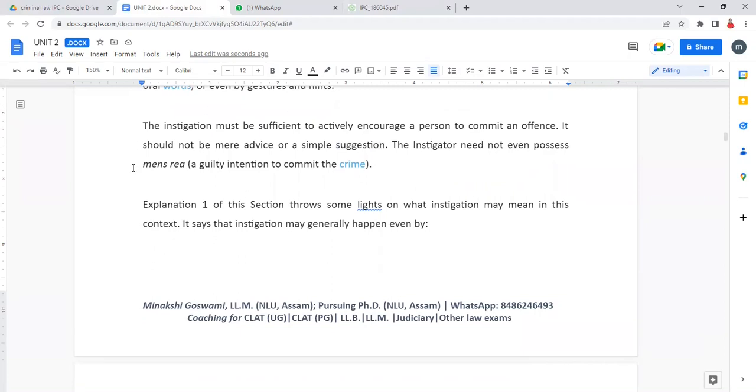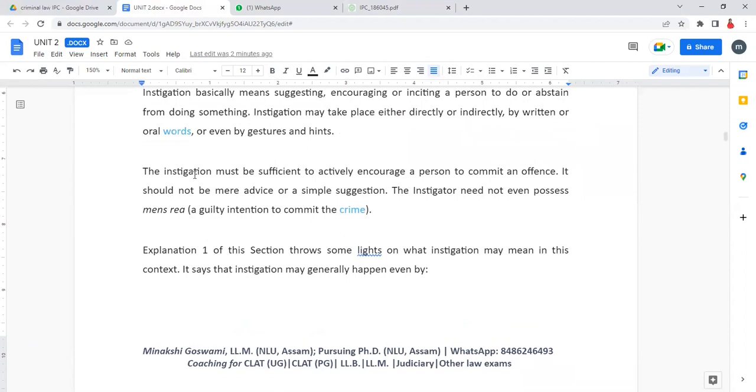He cannot say that for a crime, mens rea or a guilty mind is very much needed, and claim that he did not have any bad intention or any guilty mind. Even in such cases, the person can be held liable because it was on the basis of his instigation that the other one committed the crime.